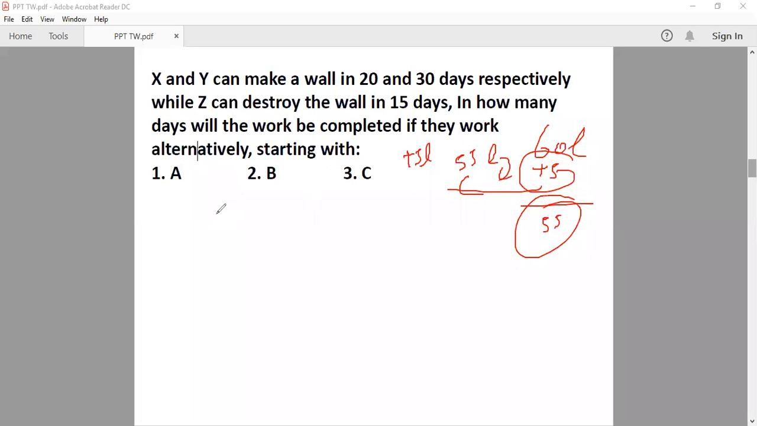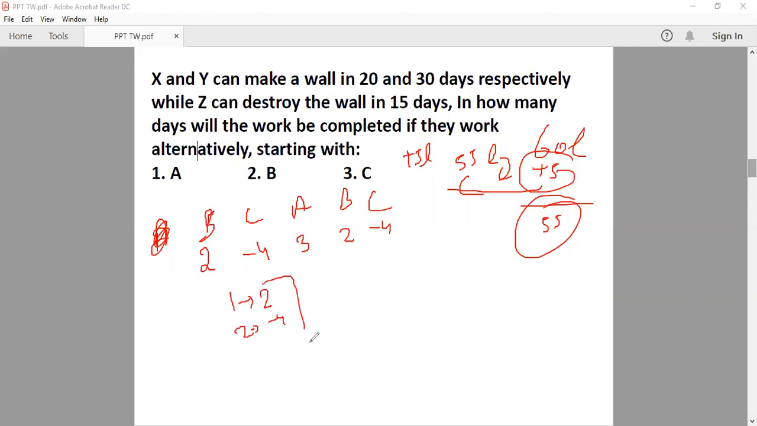Now let us say the work is started with B. Okay, B, C, A, B, C and so on. So on the first day B did, our work was in what pattern? A does 3, B does 2, C does -4, after that 3, 2, -4. So when we start the work with B, on the very first day 2 units are done, on the second day -4 units, which means the work which was done on the first day is destroyed on the second day, and then we are again on the same cycle ABC, ABC and so on.